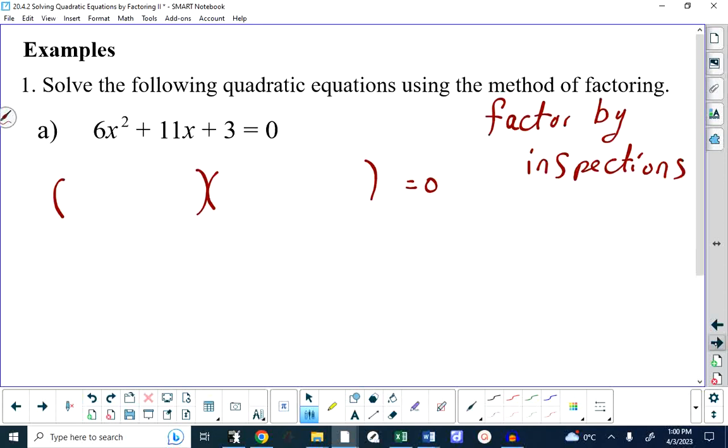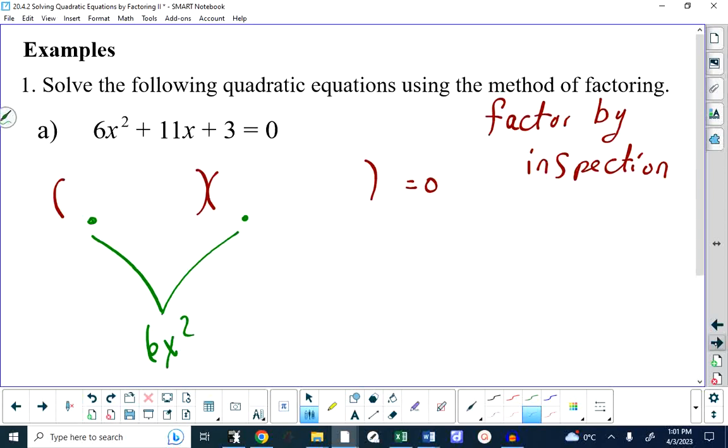I used to call this trial and error, but trial and error sounds like you're just kind of rolling the dice and guessing and seeing if it works. It's more nuanced than that. When you look at this quadratic expression, 6x squared plus 11x plus 3, if I tell you that it's factorable, and I'm going to show you a trick later on to decide if it is factorable, what this means is that this multiplied by this has to give you the 6x squared.